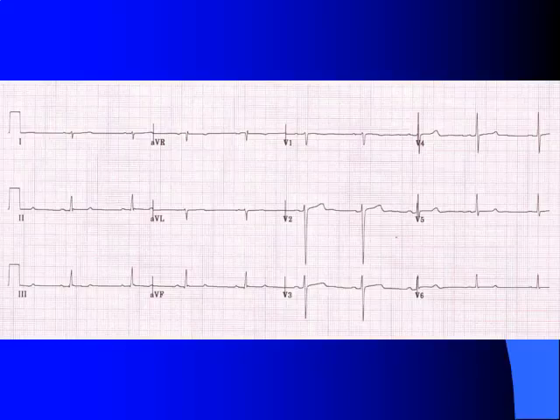In this example, it looks like lead 1 is our most equiphasic. Running perpendicular to lead 1 would be lead AVF. Lead AVF would be positive, which would make our axis plus 90 degrees, or borderline right axis deviation.